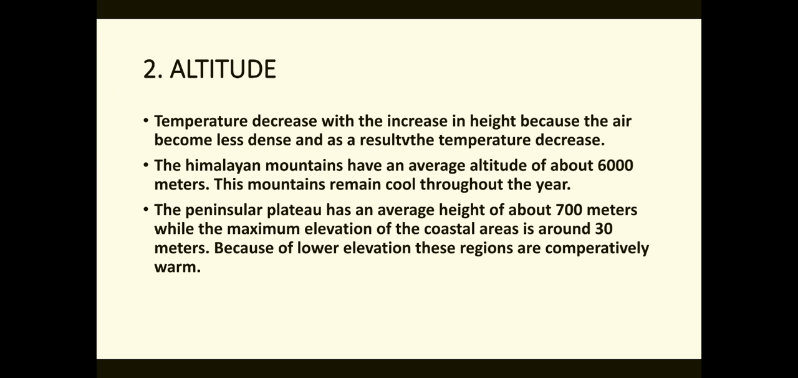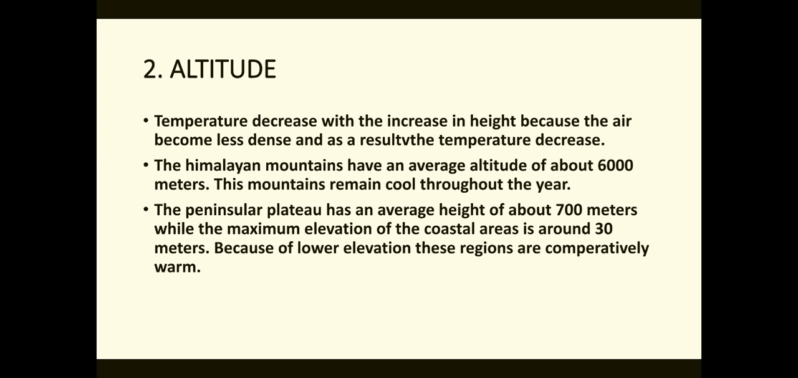The second factor affecting India's climate is altitude. Altitude means height. We all know that temperature decreases with the increase in height because the air becomes less dense, and as a result the temperature also decreases. Now we know that India is covered by different landforms. It has mountains, plateaus and plains. So it results in differences in temperature.